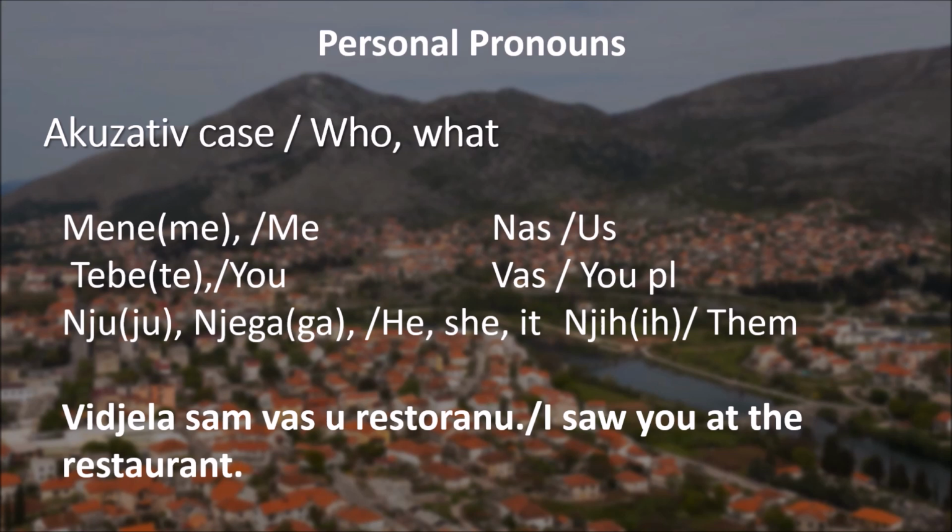Vidjela sam vas u restoranu. I saw you at the restaurant. So the reason we're using vas is because it's you, first of all, and second of all, we're using accusative case because we're answering the question, who did you see? We saw someone, and that someone is vas, or you guys, so we're using accusative.